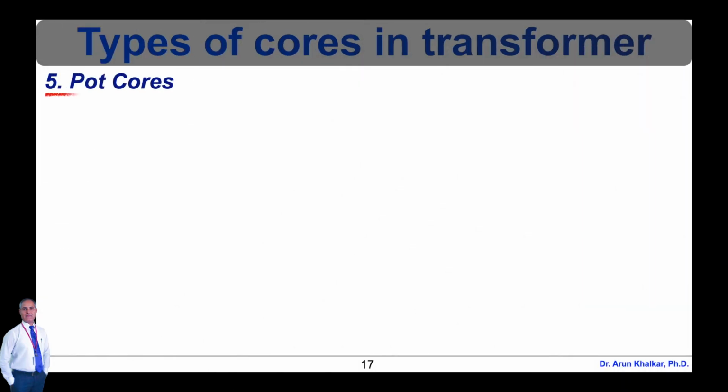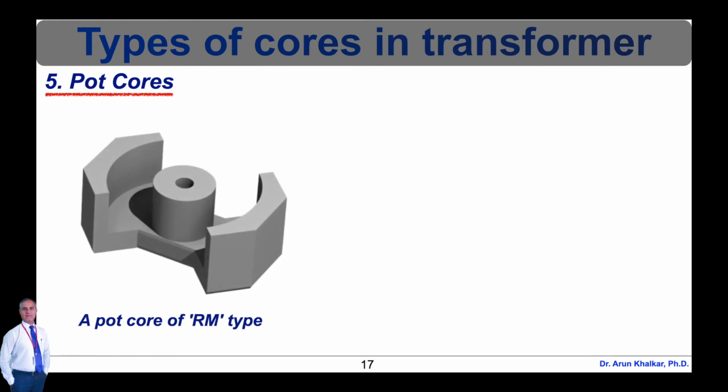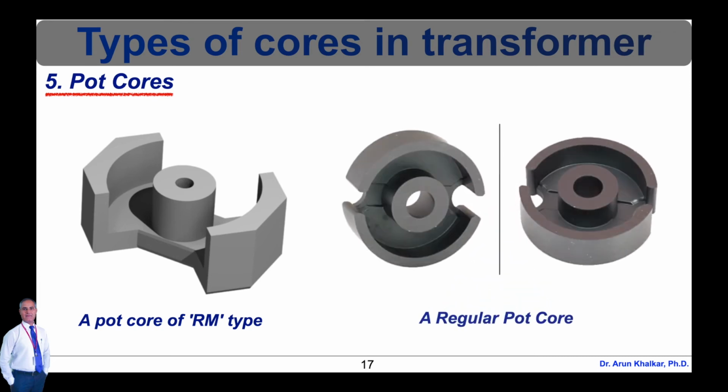Next type of cores in transformer is pot cores. Usually ferrite or similar, this is used for inductors and transformers. The shape of a pot core is round with an internal hollow that almost completely encloses the coil. Usually a pot core is made into two halves which are fit together around a coil former, that is, bobbin. This design of core has a shielding effect, preventing radiation and reducing electromagnetic interference. A pot core of RM type and a regular pot core are shown in this diagram.